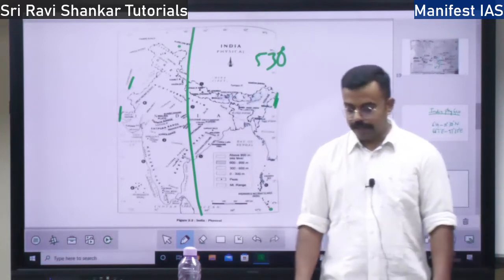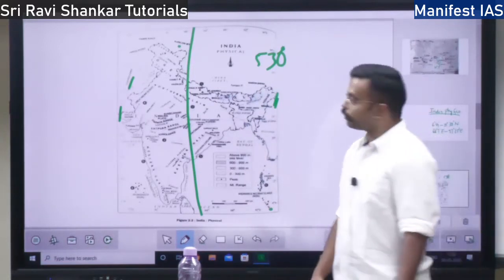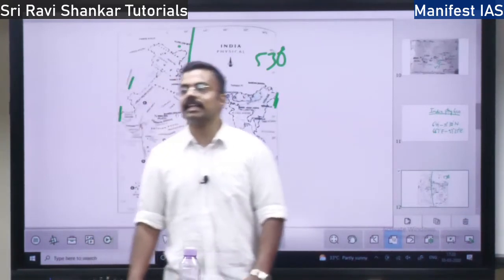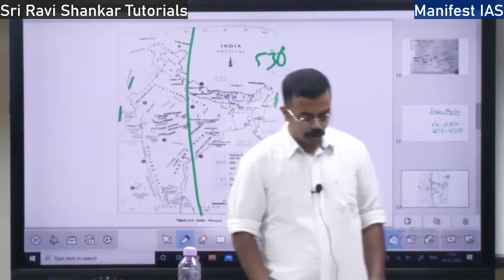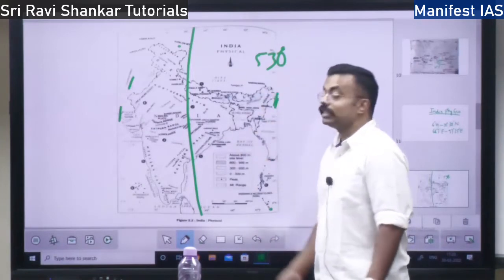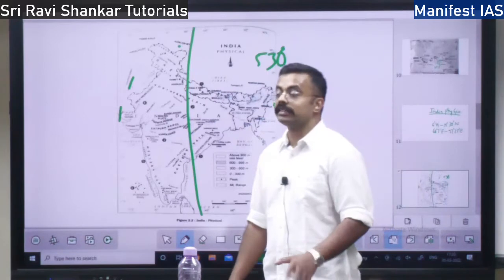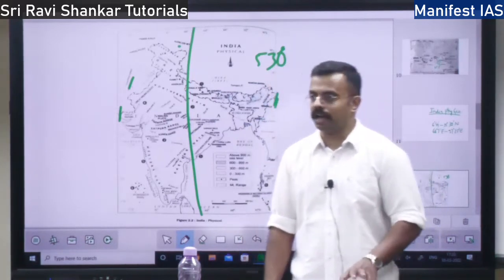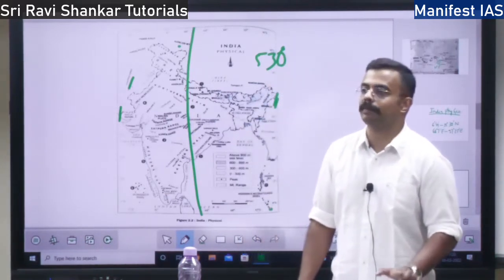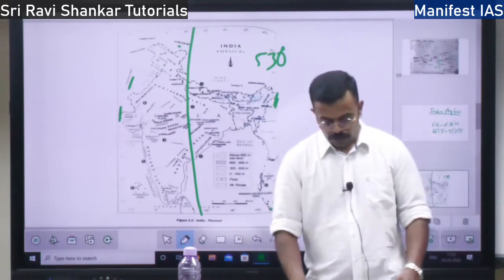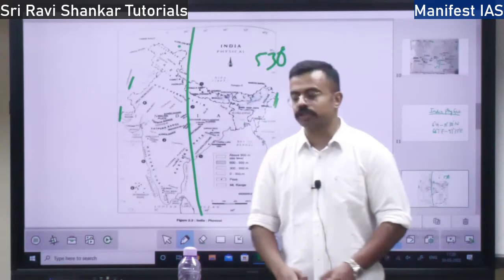Then you have the Indian Ocean to the south. So because of all these things, it is not called a country, rather a subcontinent. Whenever we talk about India, we talk about India as a subcontinent. Subcontinent means it is a continent, because the Indian subcontinent doesn't include India alone. It includes Pakistan, Nepal, Bhutan, Bangladesh, all these countries, right? So next we will talk about the coastline of India.